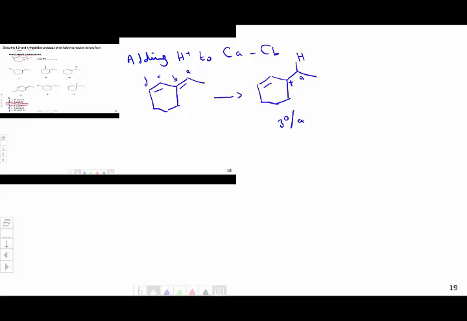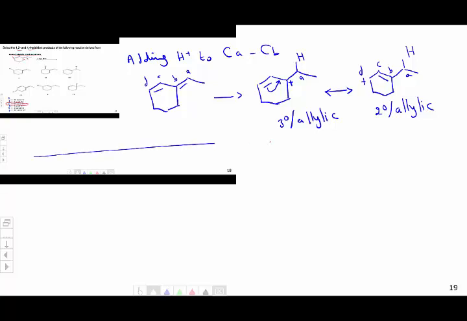So I'm going to end up with the carbocation in here, which is tertiary allylic. The resonance is always the pi electrons in allylic conditions like this. The electrons will flow from the high density of electrons to the low density of electrons. So now I have a secondary allylic carbocation. So this is if I add it to A and B.